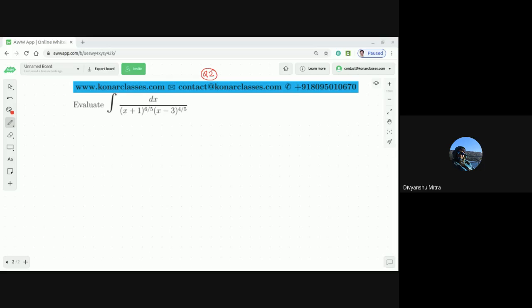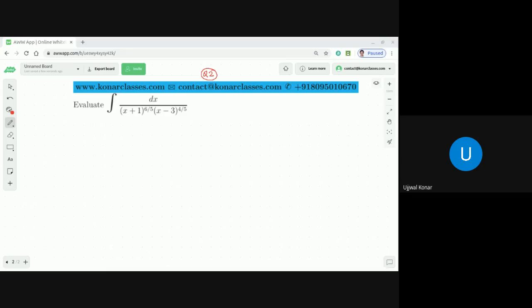Sir, I multiplied and divided by (x plus 1) to the power 4, and I took out the (x plus 1) to the power 1 by 5 outside. So it became (x plus 1) to the power 10 into ((x minus 3) to the power 4 by (x plus 1) to the power 4), whole to the power 1 by 5. Since we have (x plus 1) to the power 10, then 10 by 5 will become 2. So it will become (x plus 1) to the power 2 into ((x minus 3) by (x plus 1)) whole to the power 4 by 5.